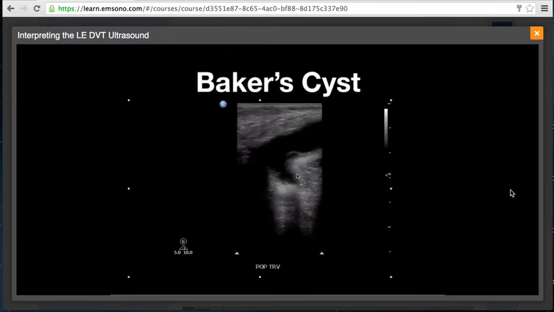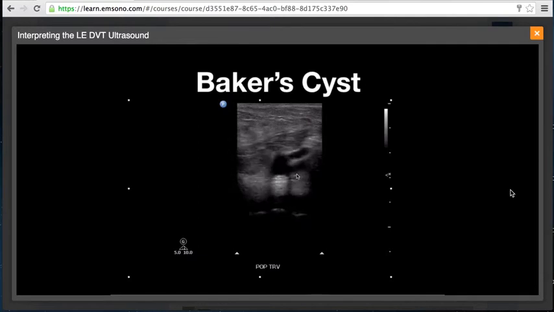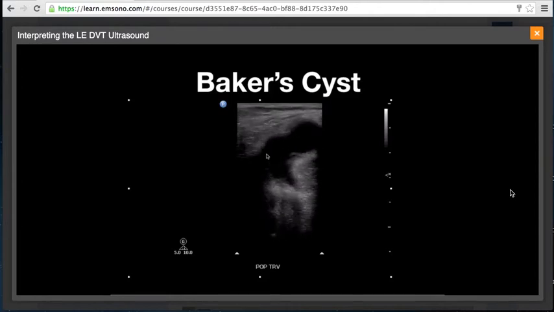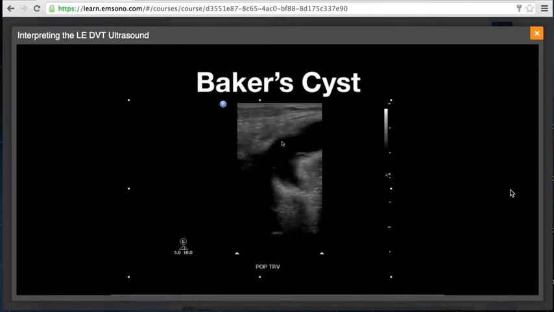Here you can see a patient we're scanning in the posterior fossa, and you can see the popliteal vein. It's compressible. But then when you scan off to the side here, you can see this curved structure. It's anechoic with the tapered neck. This was a patient with a Baker cyst. Again, these are very common, and you're going to frequently run across these when scanning in the popliteal fossa.